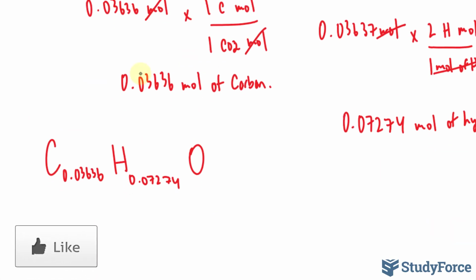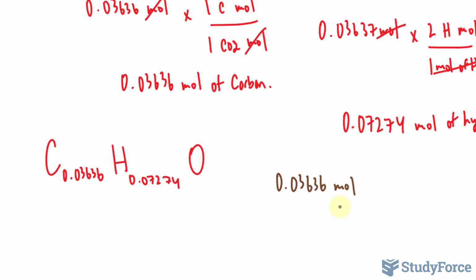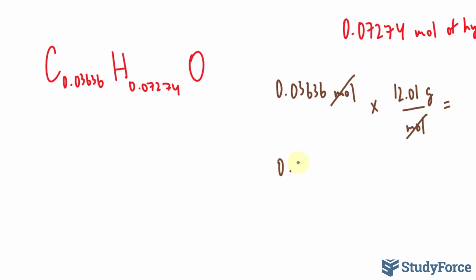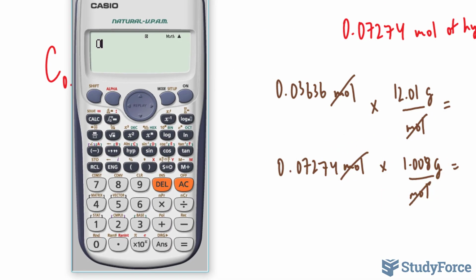So let's start with finding the mass of carbon. I'll take 0.03636 moles and multiply that by the molar mass of carbon, which you can find on your periodic table to be 12.01 grams per mole. This mole unit will cancel out with this mole unit. We'll do the calculation in a moment. Let me set up the next one. 0.07274 moles times 1.008 grams per mole, and that's the molar mass of hydrogen. This mole unit cancels out with this one. Let's use our calculator.